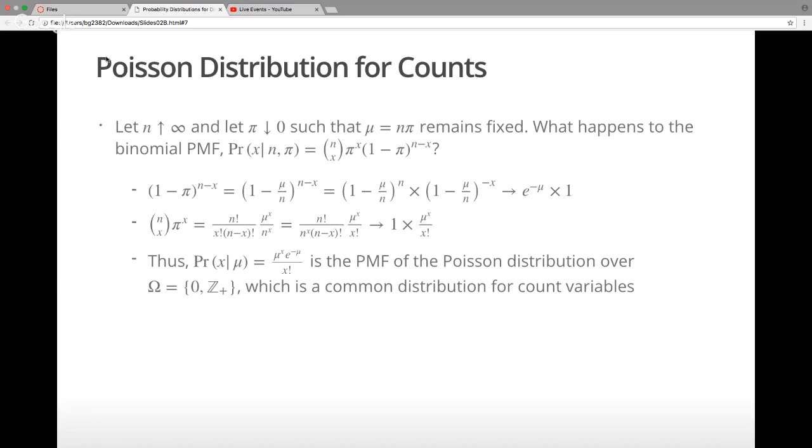The tricky part of this is to recognize, or maybe learn for the first time, that this is actually the definition of e raised to the power negative mu. E is defined as this raised to the power n as n goes to infinity. So this term here goes to e to the negative mu.